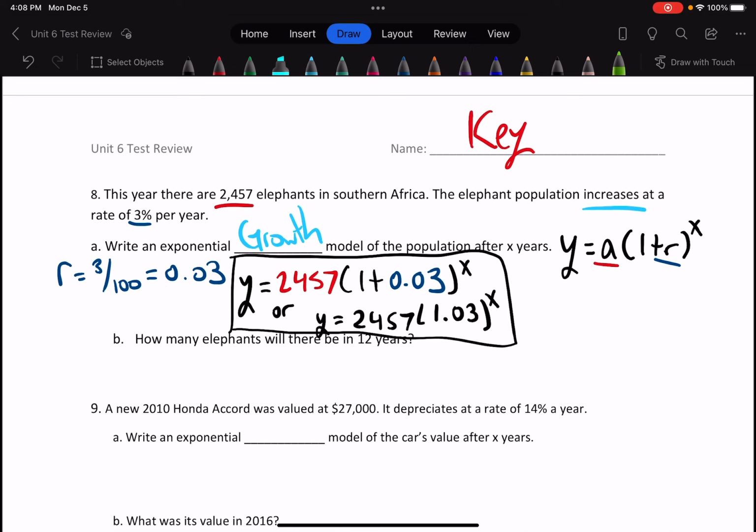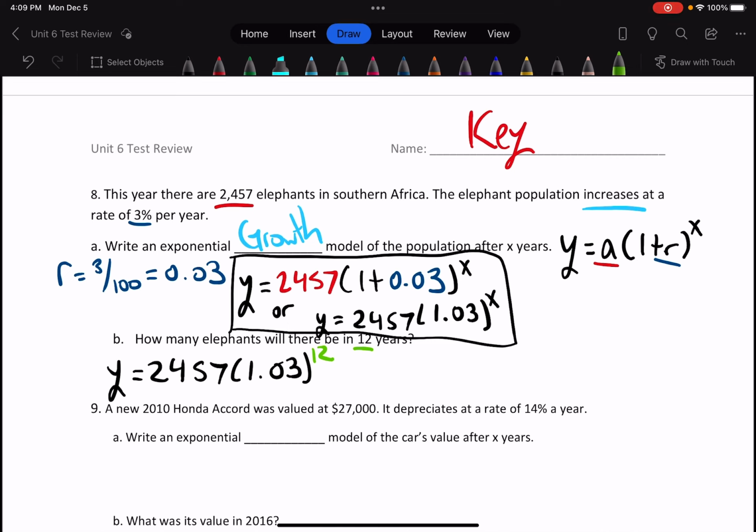Now, part B says, how many elephants are there going to be after 12 years? Well, I can say y equals 2,457 multiplied by 1.03, and I now just raise that to the 12th power to represent those 12 years. In your calculator, you're going to enter in 2,457, open parentheses, 1.03, close parentheses. Then you need to use your exponential button, kind of looks like a top hat or like a little caret up arrow. And I'm going to put 12 as my exponent value there.